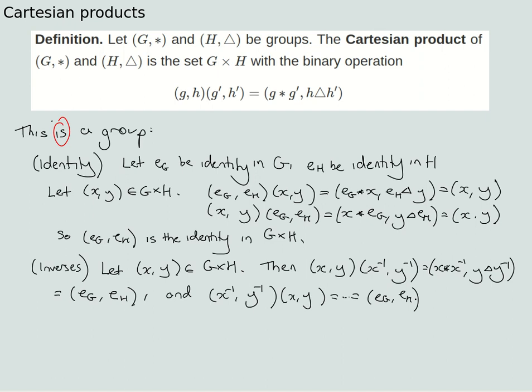So the inverse axiom holds. For every element (x, y) in G × H, we can find another element, specifically the ordered pair (x⁻¹, y⁻¹), such that if you combine those two elements either way round using the binary operation we defined on G × H, you get the identity element (e_G, e_H), and that means the inverse axiom is okay. So finally, associativity.